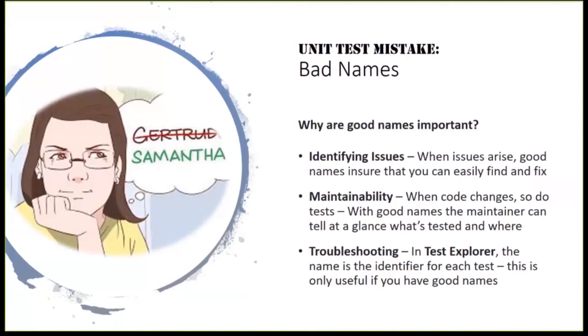Just like any other code, naming is important for maintainability. When the code changes, as it always will, the test code needs to change. When you go to change the test code, you should be able to see at a glance, looking at all of these names, exactly what's being tested and where. Finally, Test Explorer shows which tests passed and failed. That's the method name that's there, right? It's not helpful in Test Explorer to see a bad name and it's failing. Well, what's failing, right? You need to have a clear understanding.